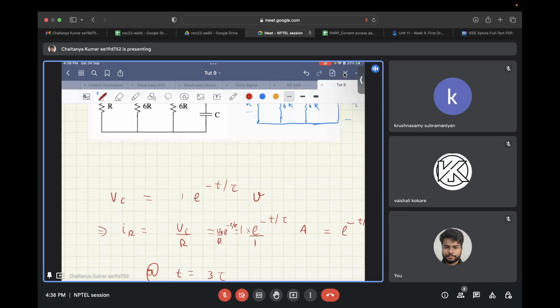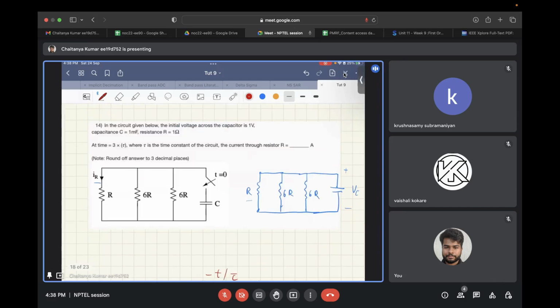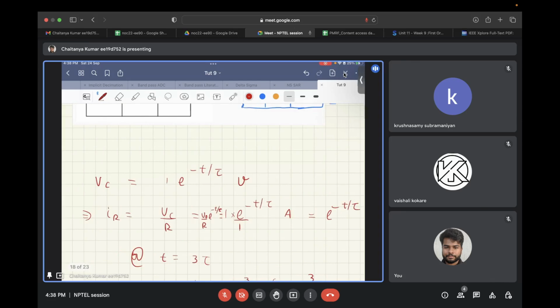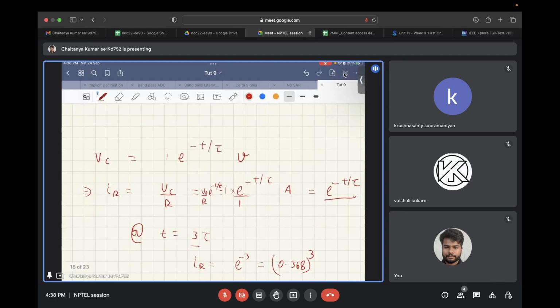So the value of this resistor is given as 1 ohm, and the initial voltage was 1 volt. So the current through this resistor comes out to be e to the power minus t by tau. Now at t equal to 3 time constants, the current through this resistor is asked. So I_R is equal to e to the power minus 3.